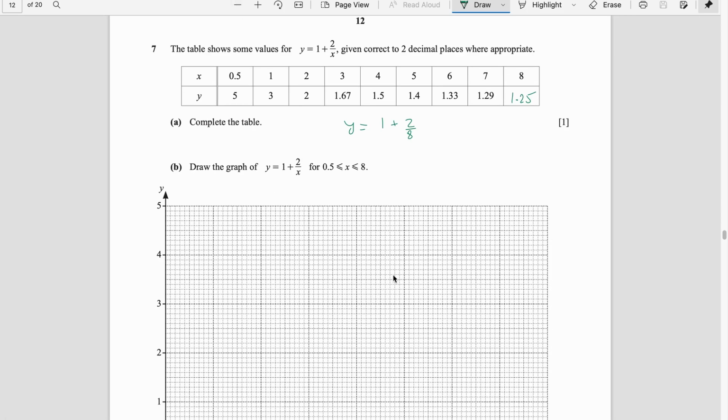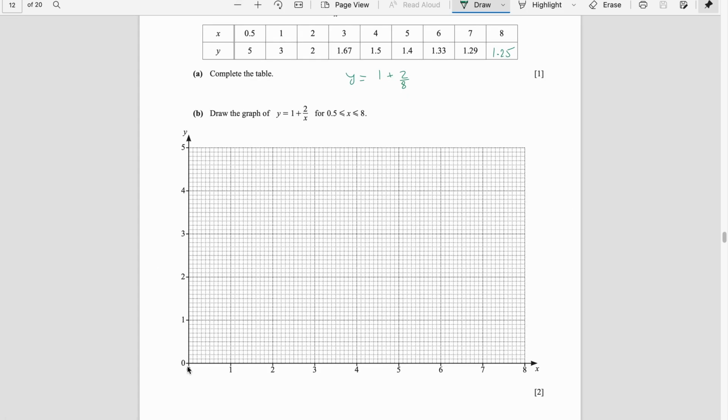So let's plot these points. X 0.5, y 5. X 1, y 3. X 2, y 2. X 3, y 1.67. X 4, y 1.5. X 5, y 1.4. X 6, y 1.33. X 7, y 1.29. X 8, y 1.125.